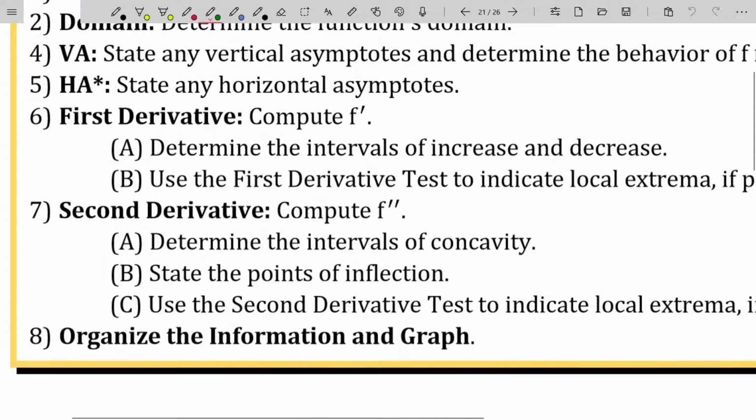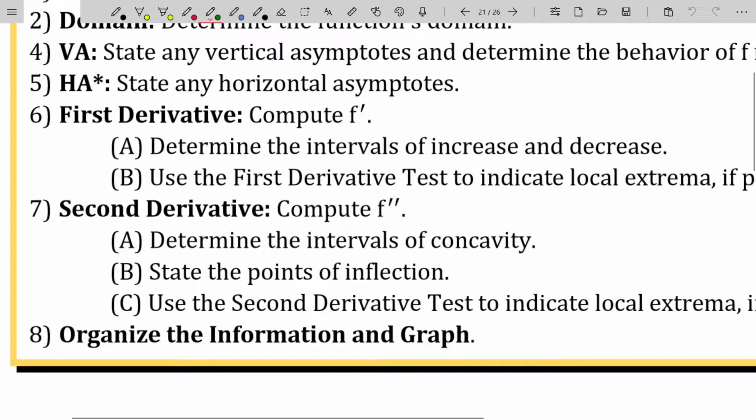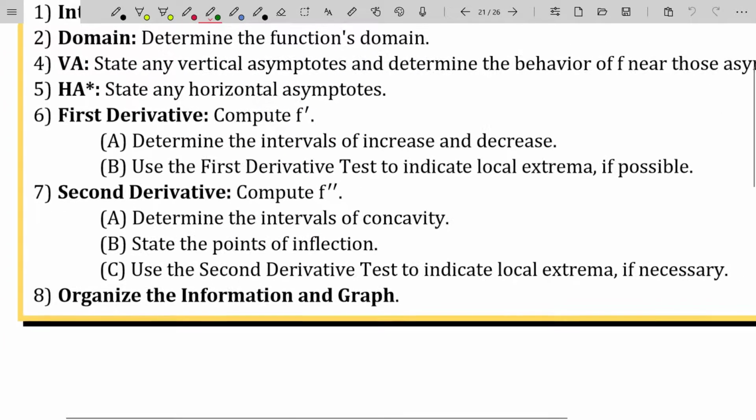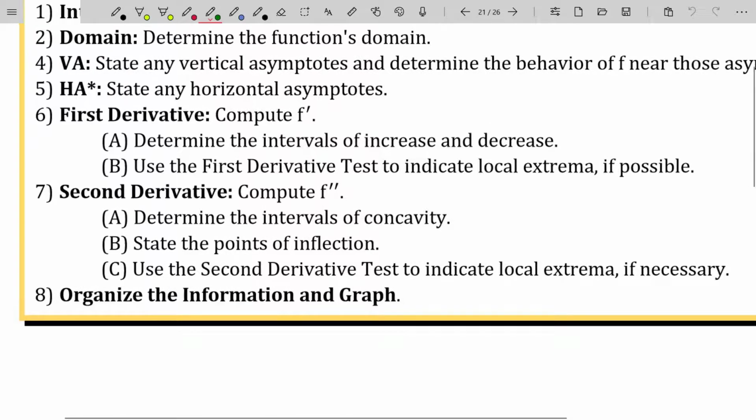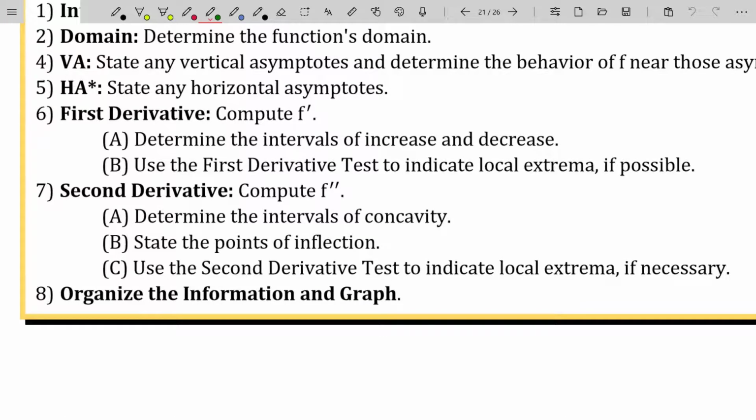So after that, you step into calculus. Compute the first derivative, determine the intervals of increase and decrease, use the first derivative test if you can to indicate any local extrema. Then compute the second derivative. Use that to determine the intervals of concavity using a sign chart, state the points of inflection, and use a second derivative test if you couldn't use the first derivative test, which is very rare. And then make sure you organize all that information and then very cleanly graph.